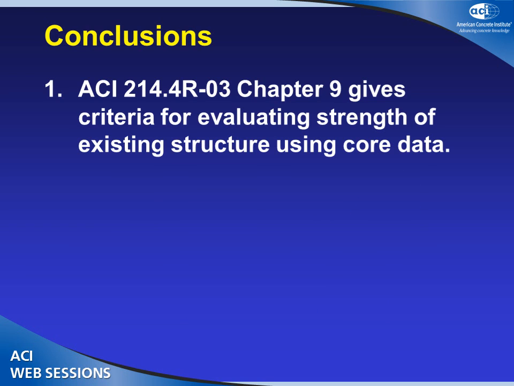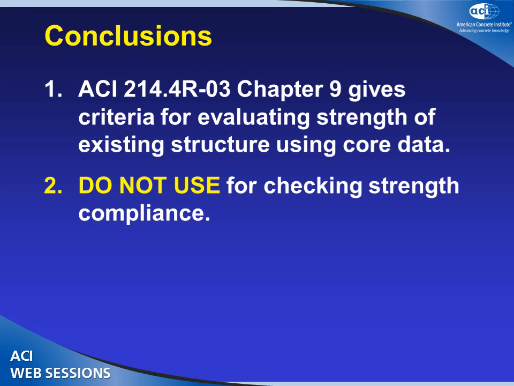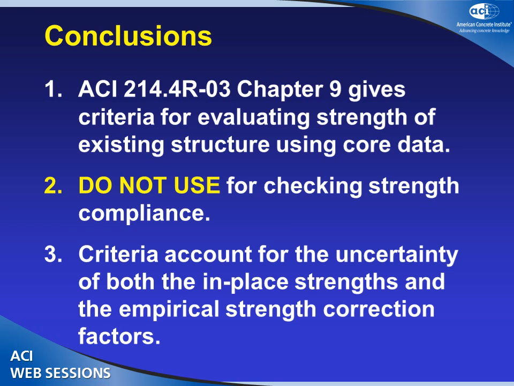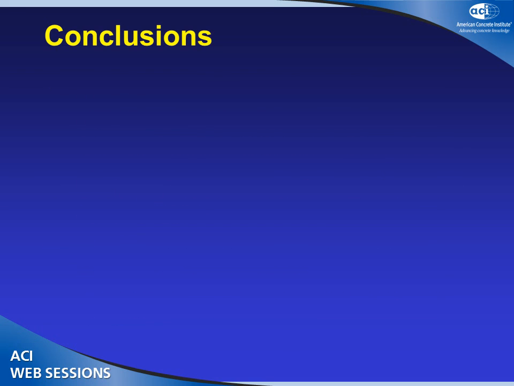So, almost there. Conclusions. The first one is, again, to underline, please, that 214, Chapter 9 gives criteria for evaluating the strength of an existing structure using core data. Don't use Chapter 9 for checking strength compliance in accordance with ACI 318, Chapter 5. The criteria that are given in Chapter 9 account for both the uncertainty of the in-place strengths and the uncertainty of the empirical strength correction factors. And the 228 document does that, actually. That was the guideline for 214.